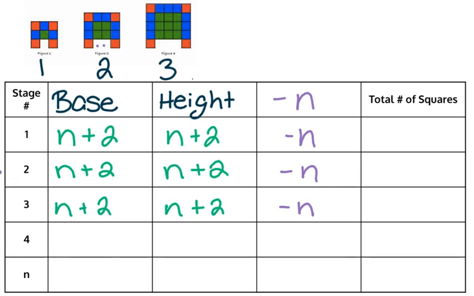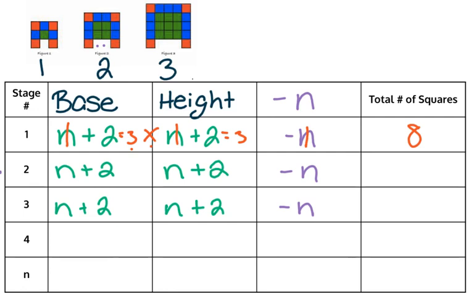So if I wanted to find the total number of squares in every stage, I would take the stage number and substitute that in for n, just like this. And I would also multiply my base times my height, because technically it is a square. So for example, my base is equal to 3, my height is equal to 3, and I am subtracting 1. So my total number of squares would be 3 times 3 minus 1. So 3 times 3 is 9, minus 1 gives me 8 total squares. And if I look at the picture, there are 8 total squares in stage 1.